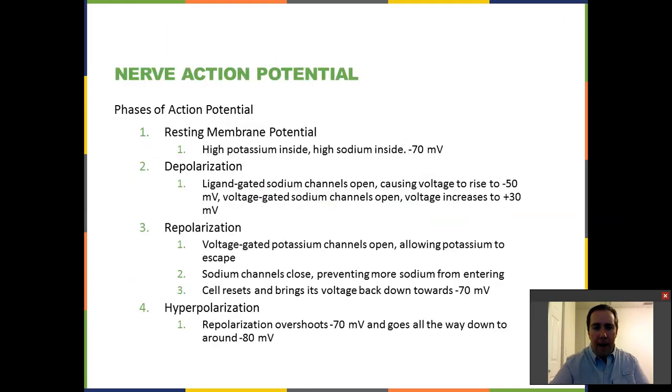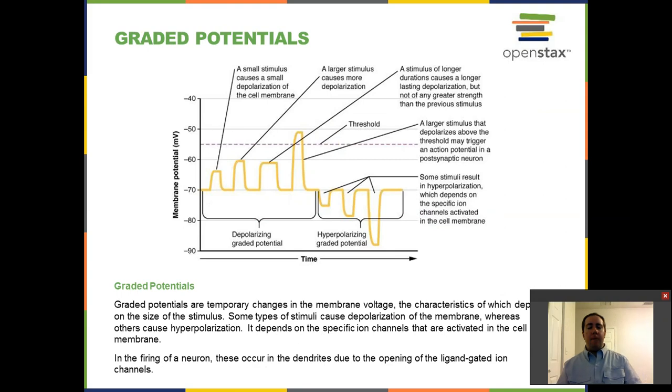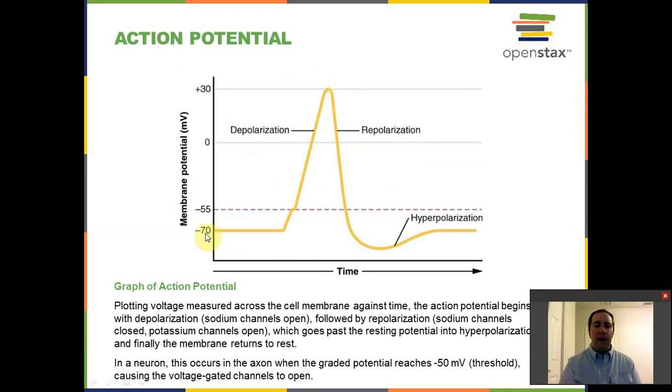I want to go back to the graded potential slide. Here we see some small signals. We go from negative 70 to negative 65, up to negative 60, negative 60 again, but we don't reach threshold. It's not until we hit threshold that we actually spike. If you zoomed in on this graph, this would actually be kind of a wavy line with small little peaks that don't reach threshold. Very good question.